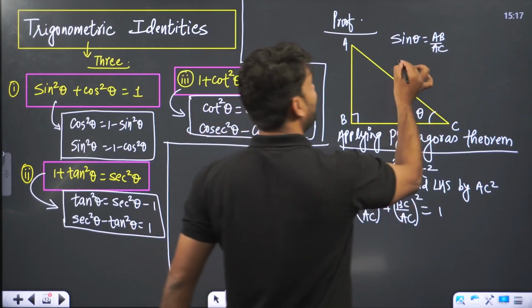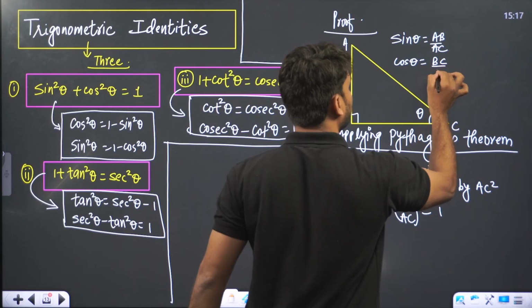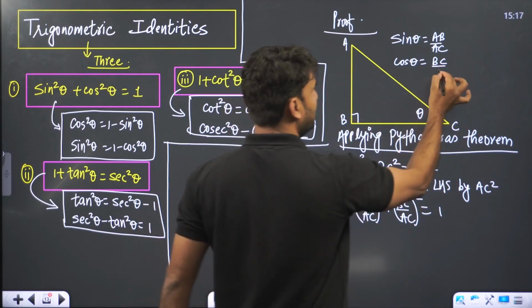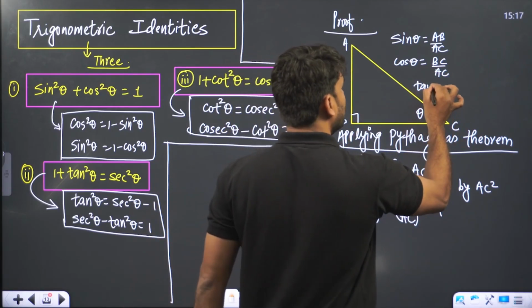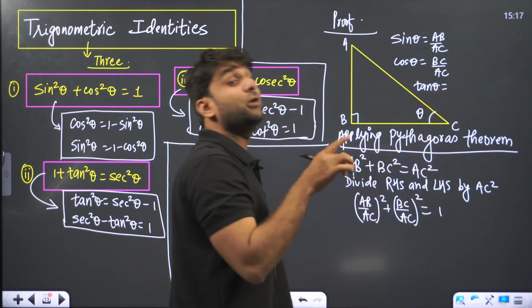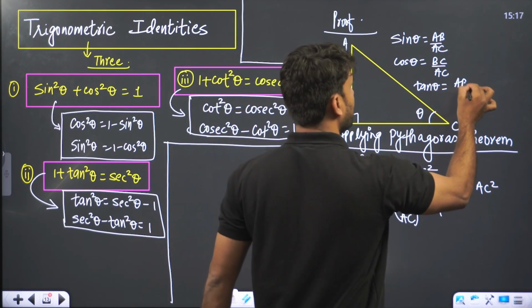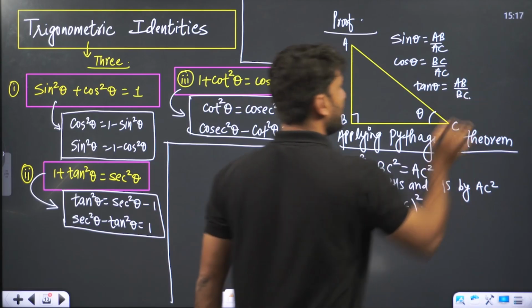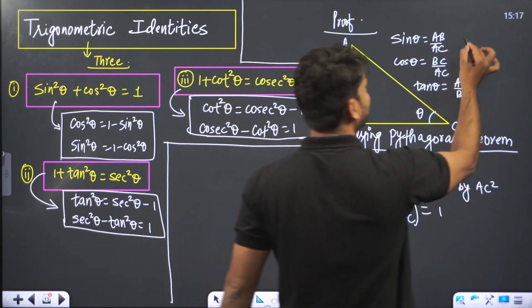Wow. If I ask you to write cos theta, cos will be base by hypotenuse. So for theta, base will be BC and hypotenuse is AC. If I ask you tan theta, tan theta will be perpendicular by base. So for this theta, perpendicular is AB and base is BC. Clear everyone?